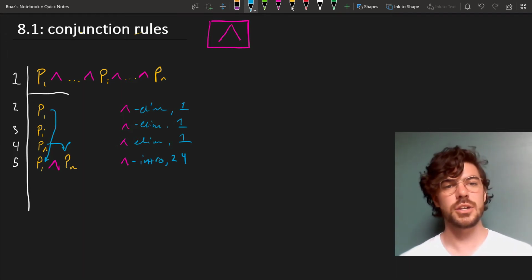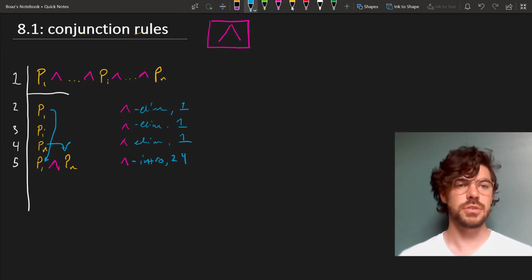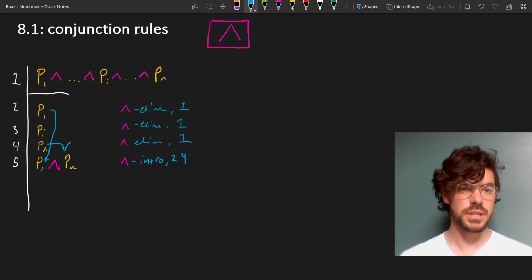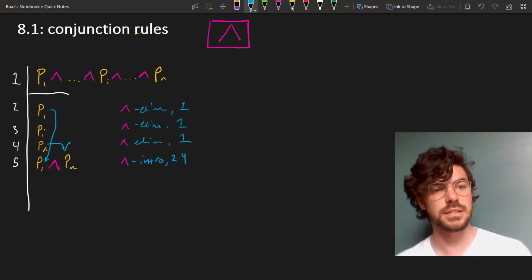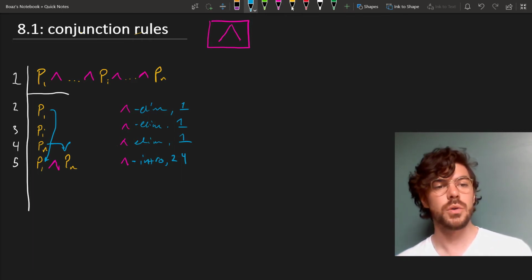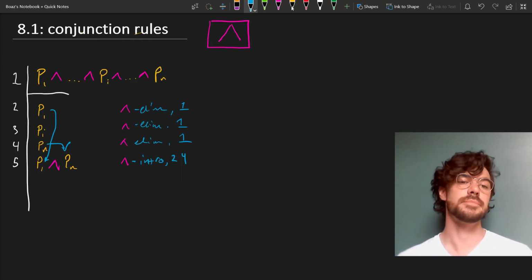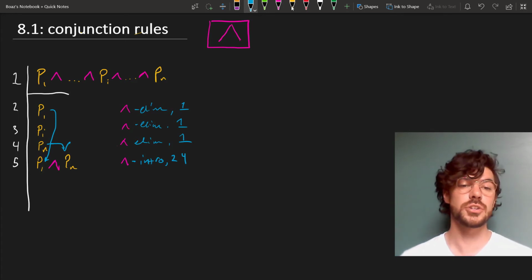So there's the basic conjunction rules. From a conjunctive string, we can derive any of the conjuncts, as we did in lines 2 through 4. And from any derived sentences, like P1, Pi, Pn, we can put them into a conjunctive string by the rule of conjunction introduction. I just want to note that we can do this with more complicated sentences than these basic sentence letters as well.